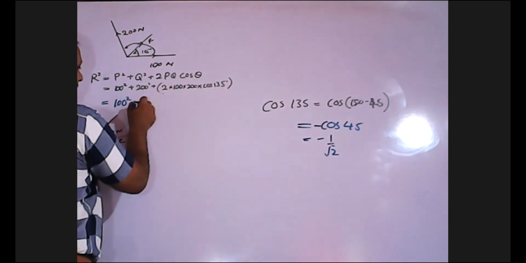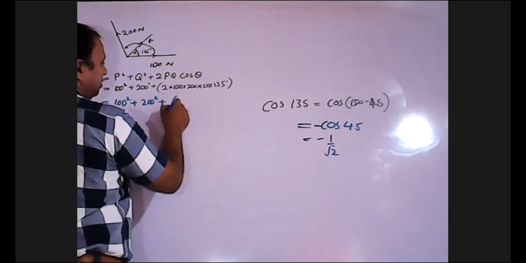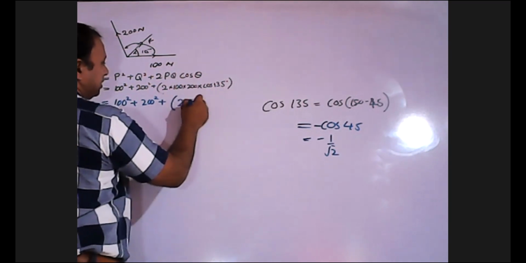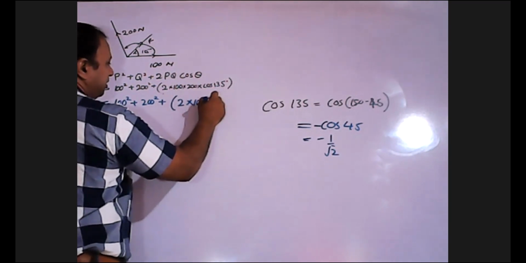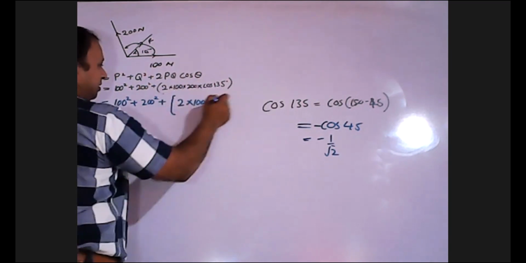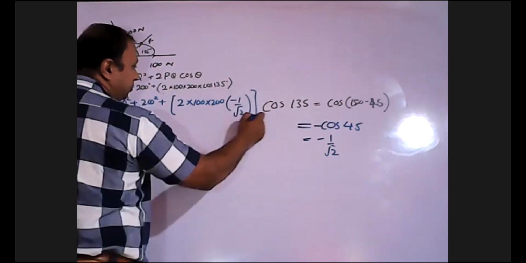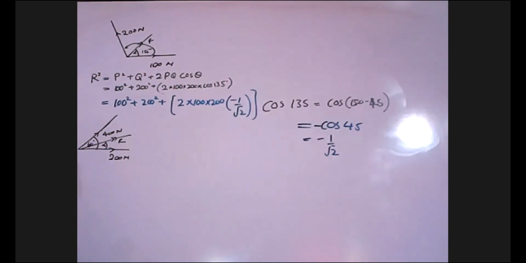100 squared plus 200 squared plus 2 times 100, 200, times minus 1 over root 2.